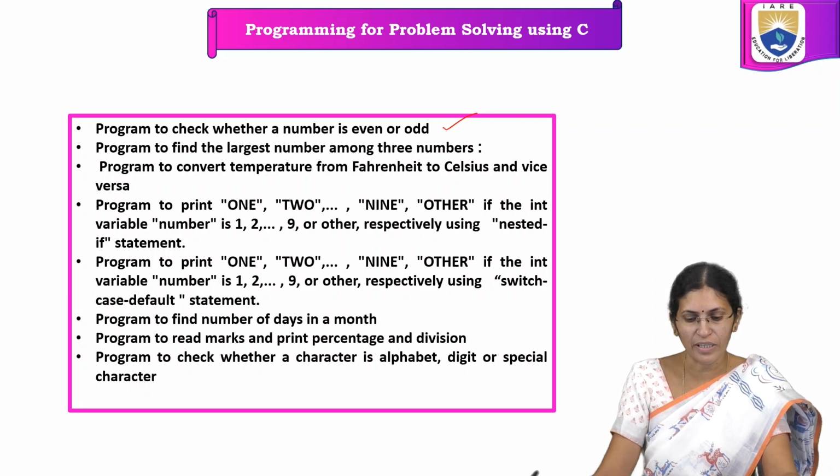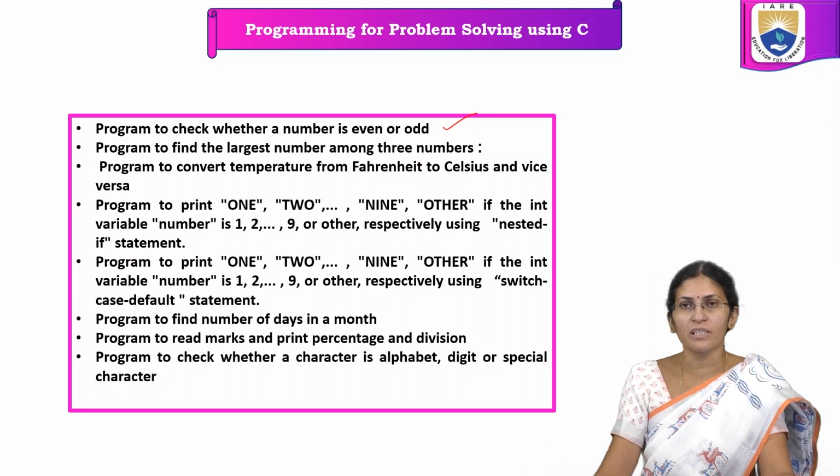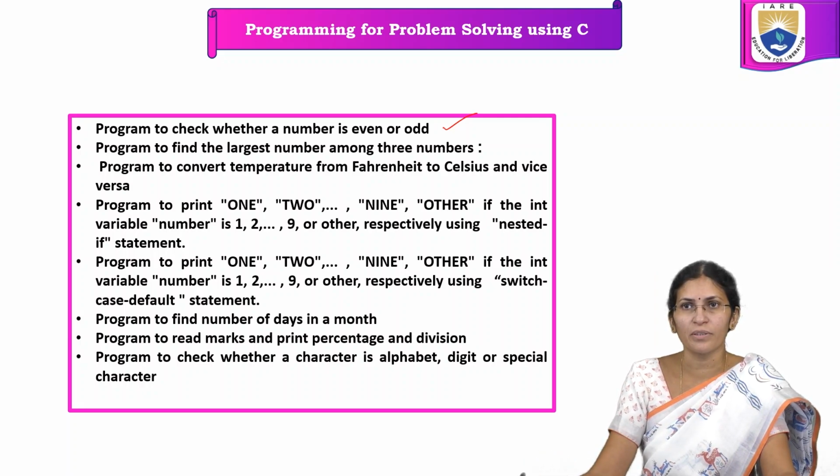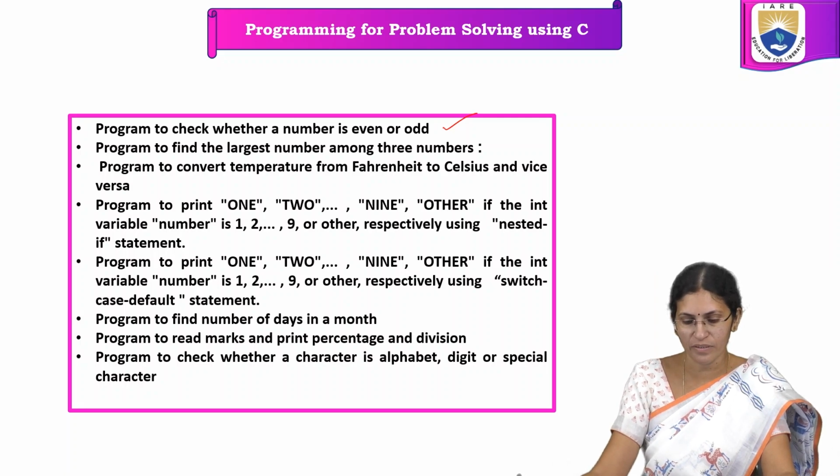Next program is to find out the largest number among three numbers. Three numbers will be given and we are supposed to find out the largest of all three with the help of the C programming language. Next program is to convert temperature from Fahrenheit to Celsius and vice versa.